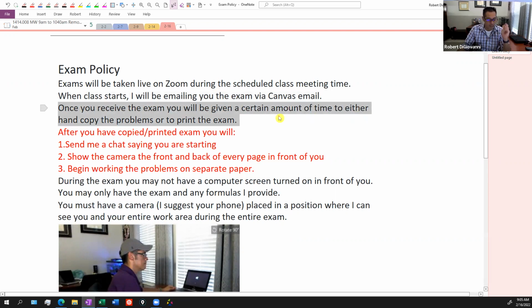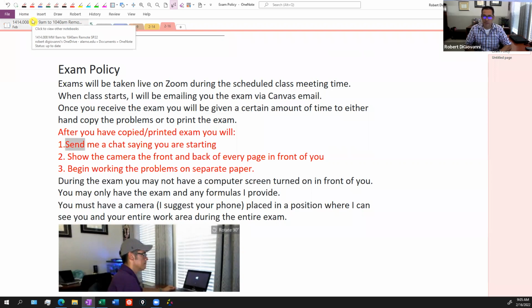And then this is important. After you've got it printed or copied, you're going to do three things. You're going to send me a chat in Zoom saying that you're going to start the test. So you say, okay, I'm done printing, I'm starting the test. I won't reply to you. Just go ahead and do that.